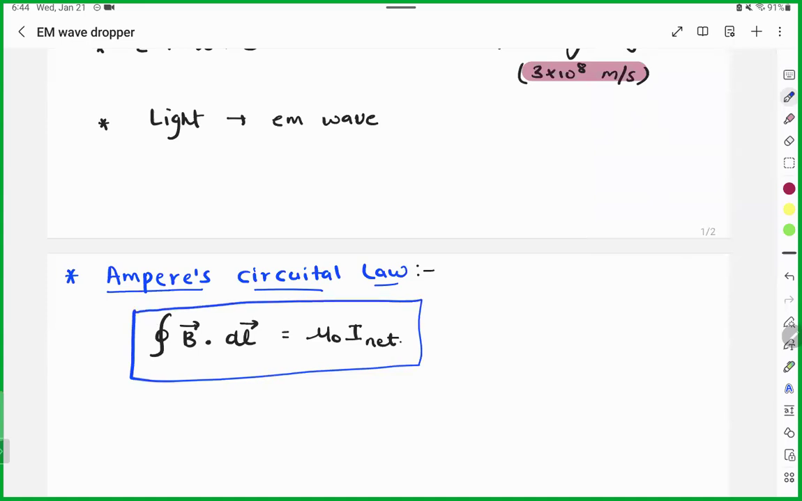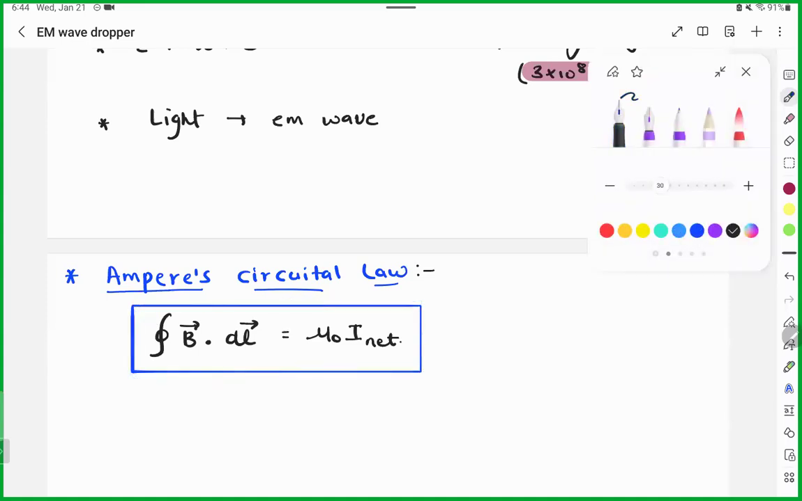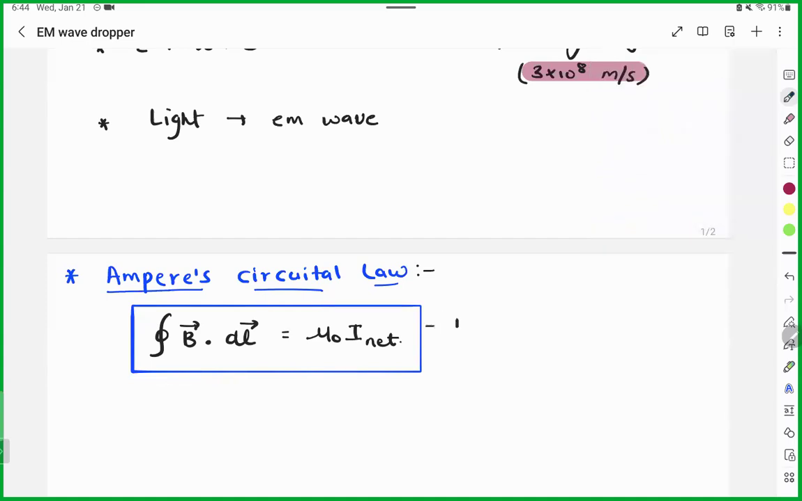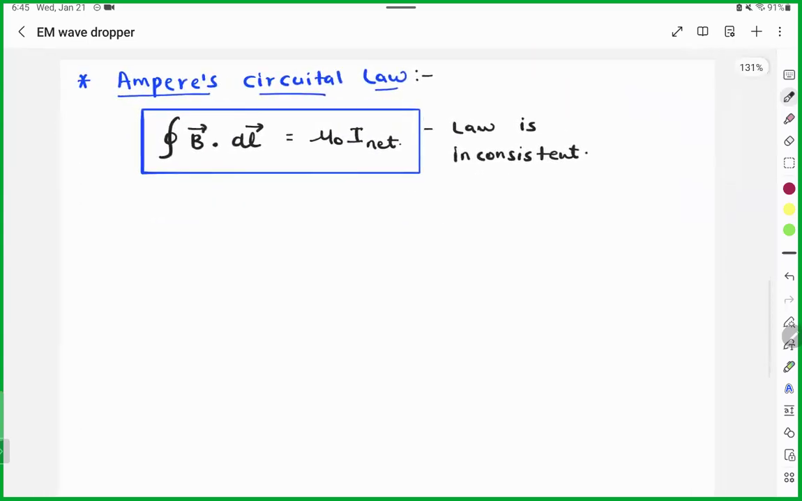Why are we writing it here in this chapter? Answer is this law is inconsistent. What does it mean? It is not complete. Why? Example, if you take this, Sarah, which current will you have when you use this battery symbol? AC or DC? DC, sir. Yes, it will be DC. And what will be the symbol of AC, Sarah?